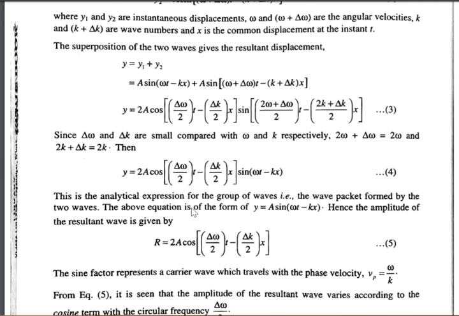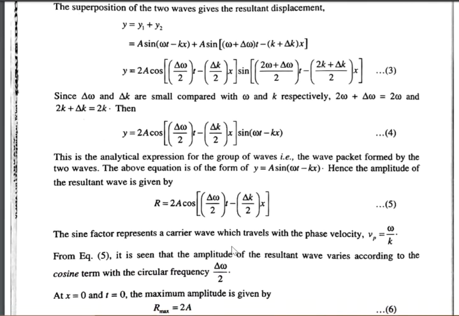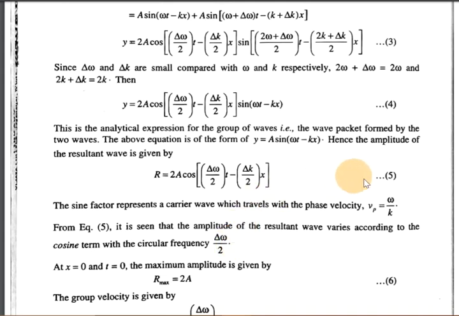So this is the analytical expression for the group of waves, that is, wave packets formed by two waves. The above equation is of the form y is equal to A sin(ωt − kx). Hence the amplitude of the resultant wave is given by 2a cos(Δω/2 t − Δk/2 x). So equation 5 gives the resultant amplitude of the resultant wave.